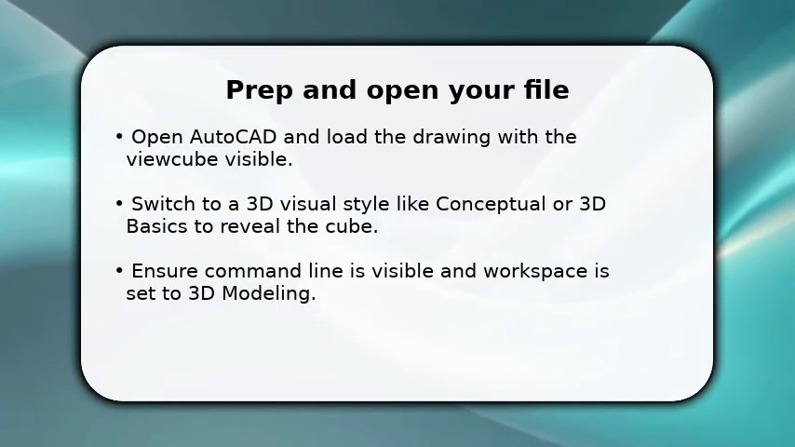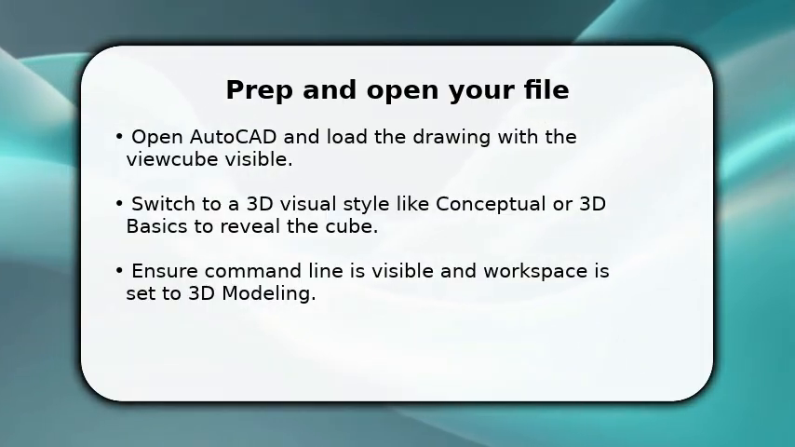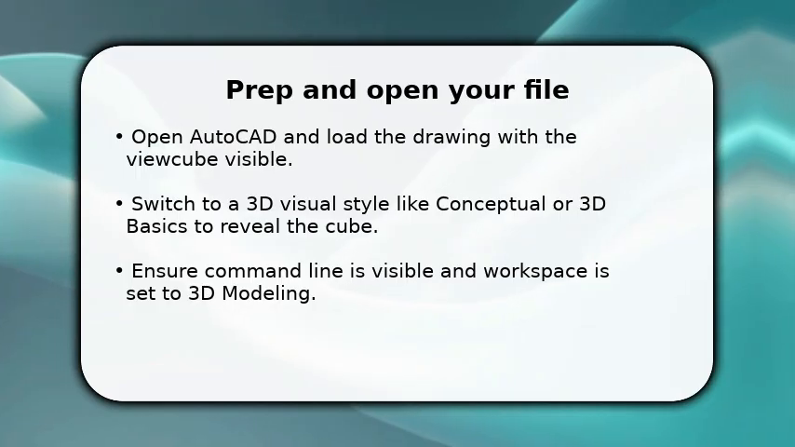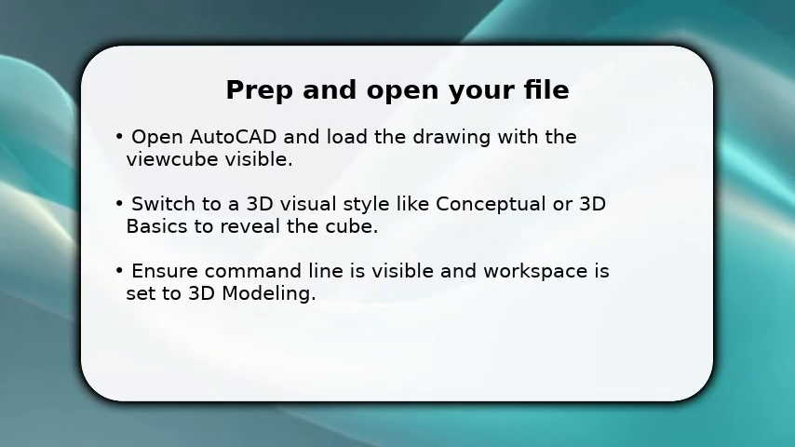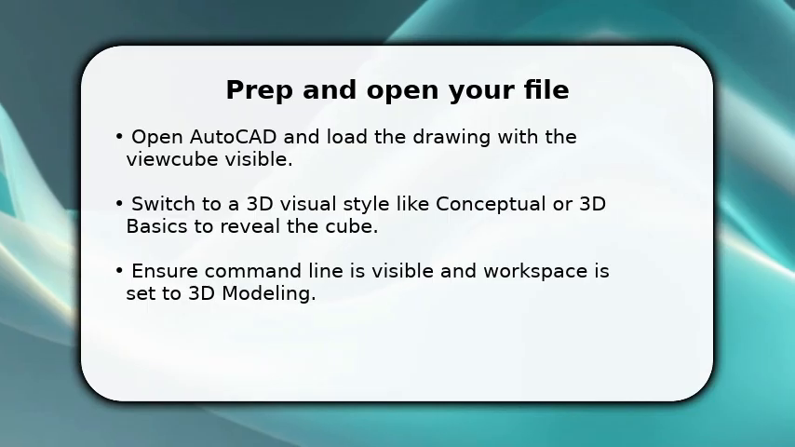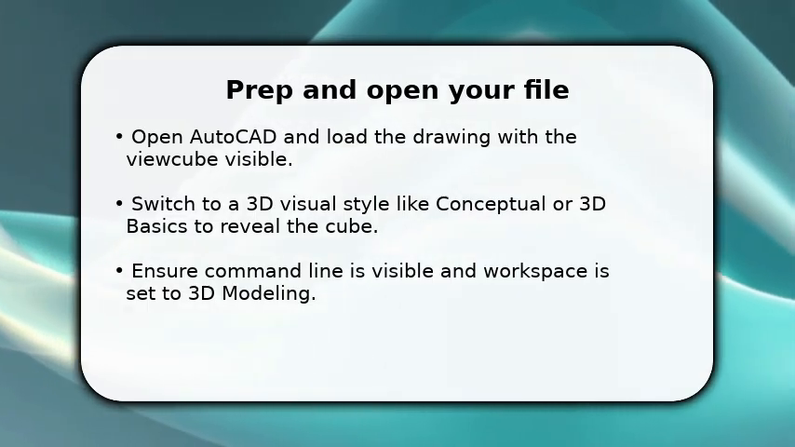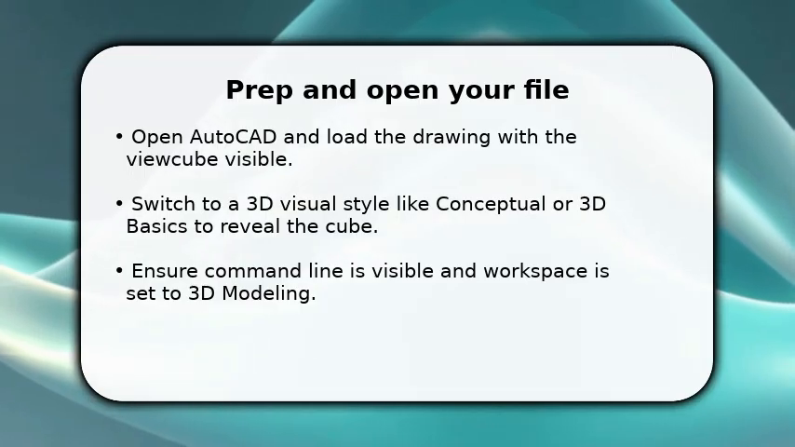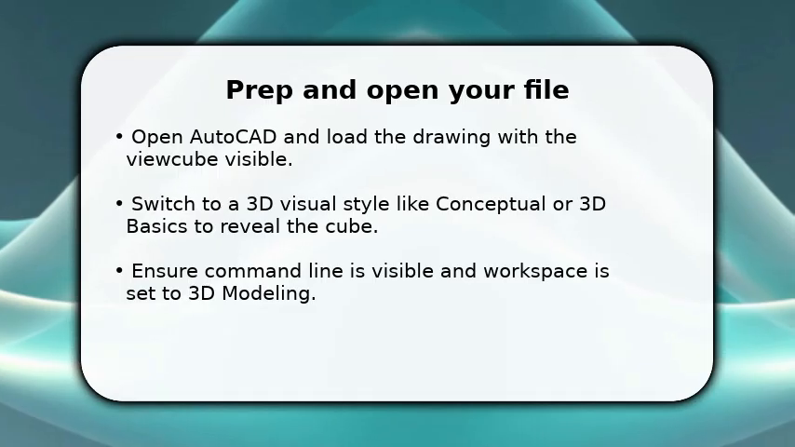You'll start by opening the drawing that shows the Viewcube. Do this now. Once the file is open, switch to a 3D visual style so the cube is active and selectable. Make sure the command line and workspace are set to 3D modeling. This exposes the settings we need. You're not configuring everything yet. You're preparing the environment so the commands and options we use next will be available and behave predictably during removal.